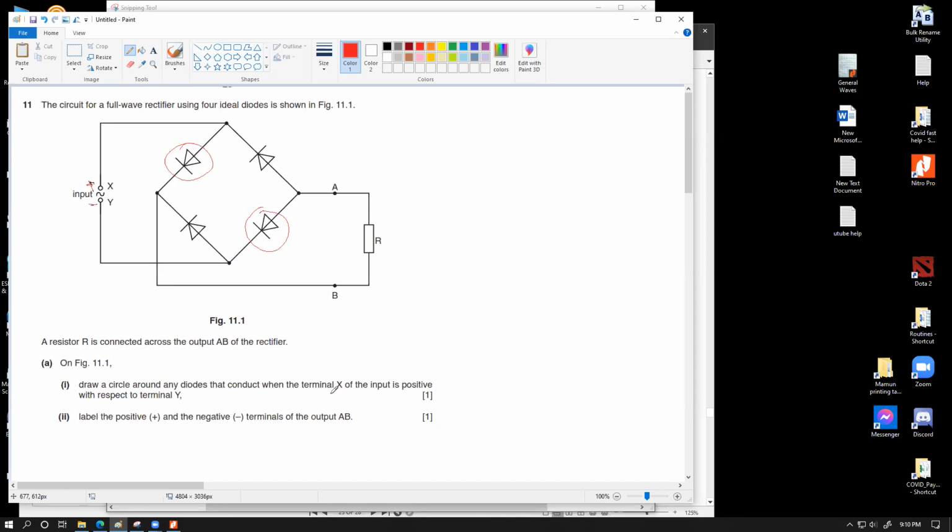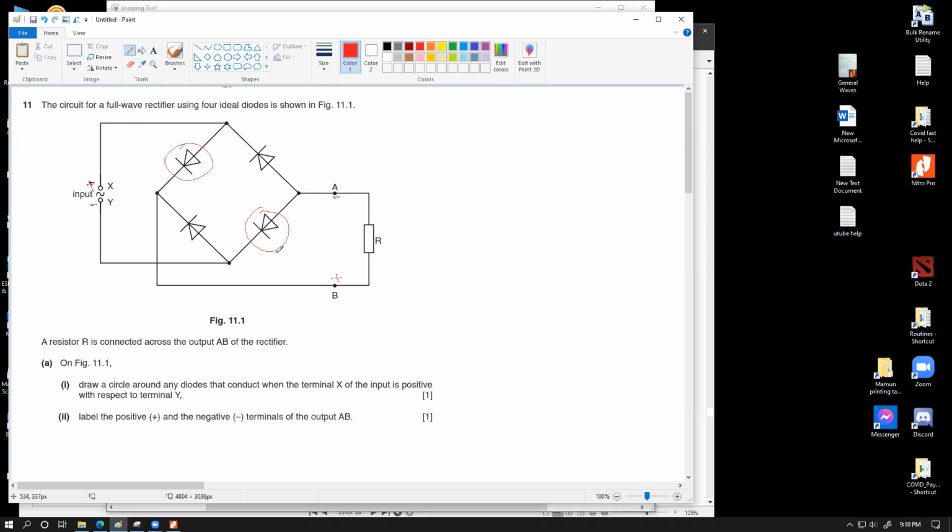And then it says also over here, label the positive and negative terminals of the output AB. So this will be our positive output terminal. This will be the negative output. You don't have to write plus and minus over here. I wrote plus and minus for my own reference, but you will be scoring marks for labelling these and doing these two circles.